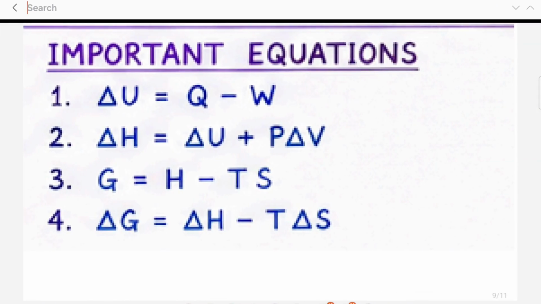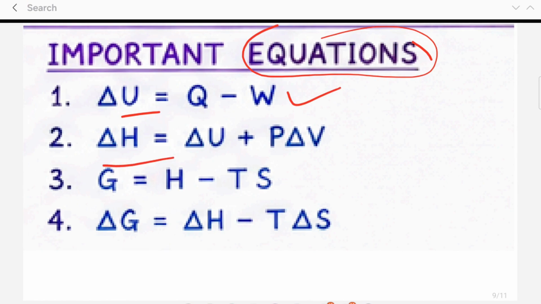So here are some important equations. Delta U is equal to Q minus W, delta H is equal to delta U plus P delta V, then G is equal to H minus TS, and delta G is equal to delta H minus T delta S.